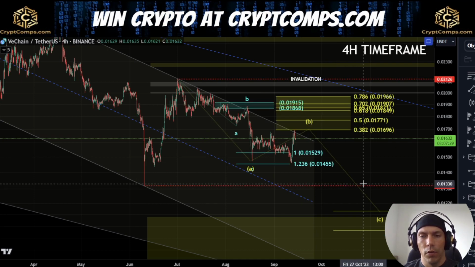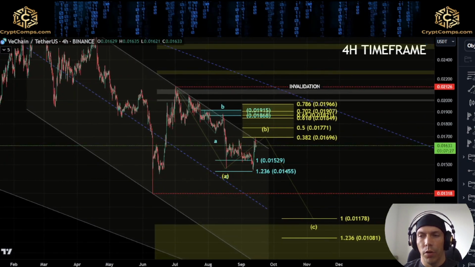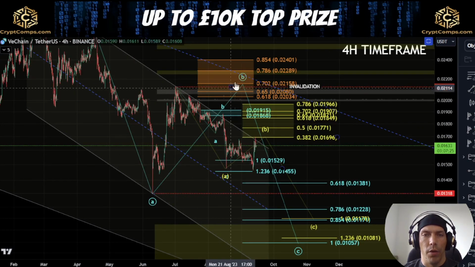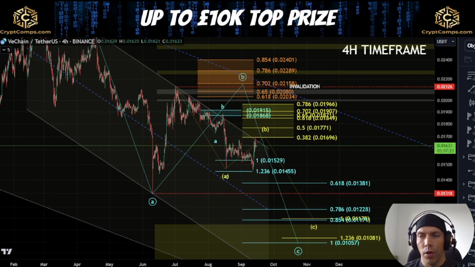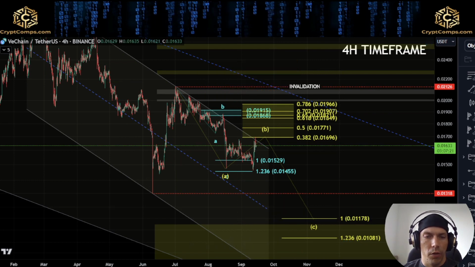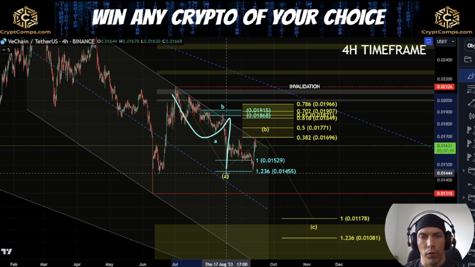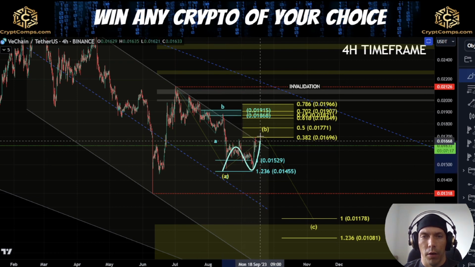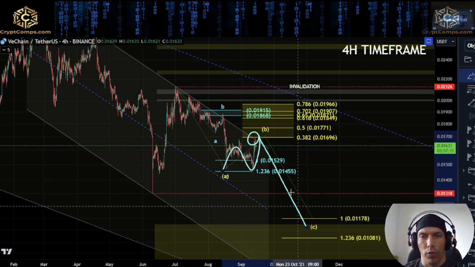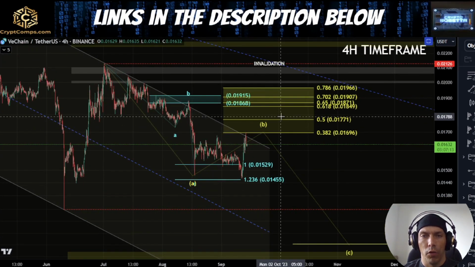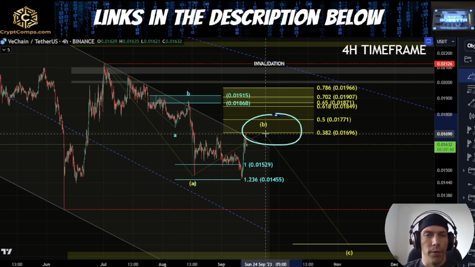Now, looking at this corrective structure down, it is possible that instead of this being A, B, and C, it could be W, X, Y. So I'm keeping an eye on this potential as well here, that this whole move here is just an A wave. We have a corrective move to the upside, and then we look to break down. Now we've come into the most common target zone for a flat correction here.